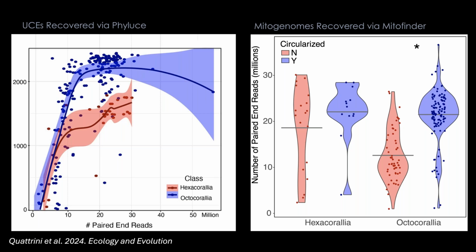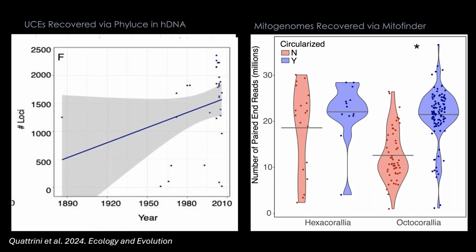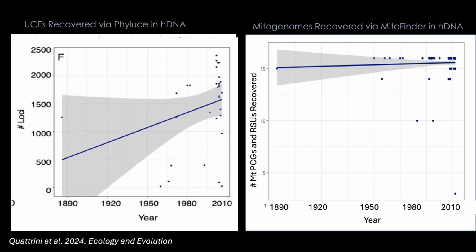These two graphs incorporate all of the data, not just the contemporary, but also the historical. And now I'm just going to pull out the historical DNA. On the left is the number of UCEs recovered in that historical DNA across the years. So on the Y is the number of loci, and the X is that collection date. Although in general there's an increase, right? With the more recently collected specimens, we'll tend to get more loci, but that's not always the case. For example, this specimen from 1886, we were able to get around 1,400 loci, which is pretty incredible.